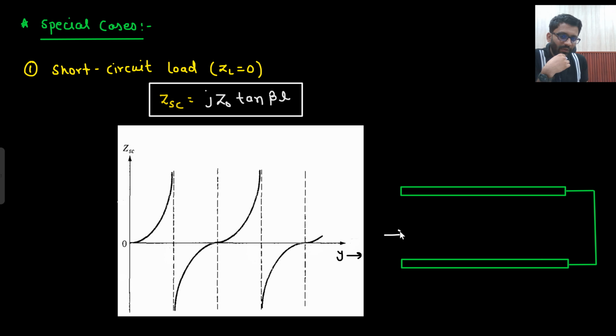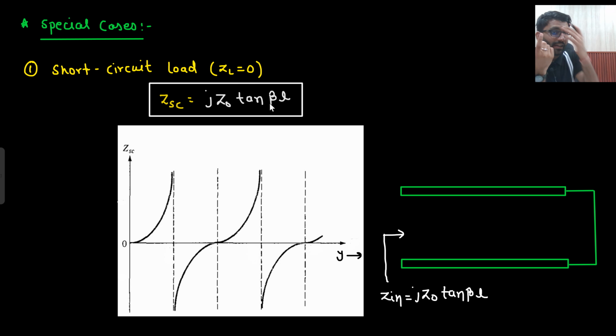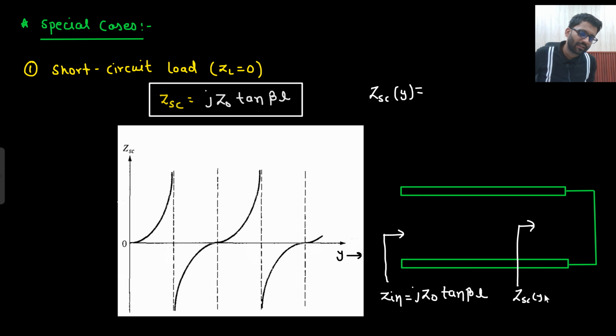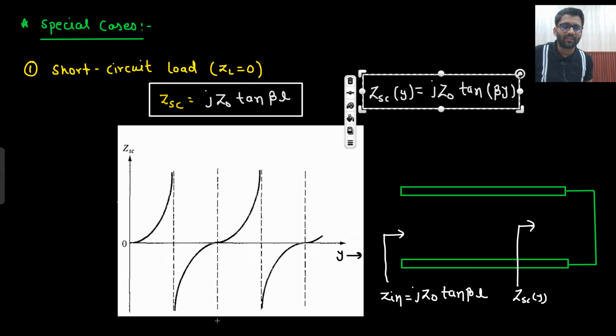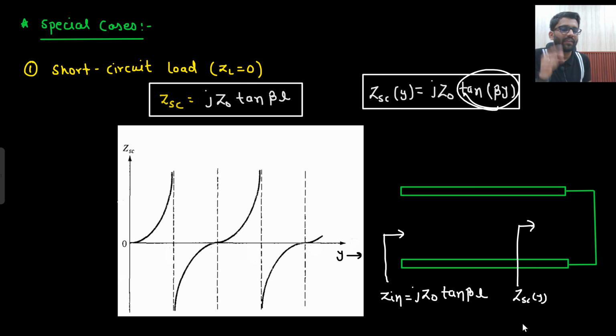Okay. So from here, what will you see? Now this I have written in terms of L. I could have written in terms of Y as well. What will be my Z short circuited in terms of Y? Basically, I am writing the impedance at any random Y. Z short circuit Y would have been J Z0 tan beta Y, right? Just in place of L, it would be beta Y. That's it, right? Now, can you draw the waveform of tan beta Y?